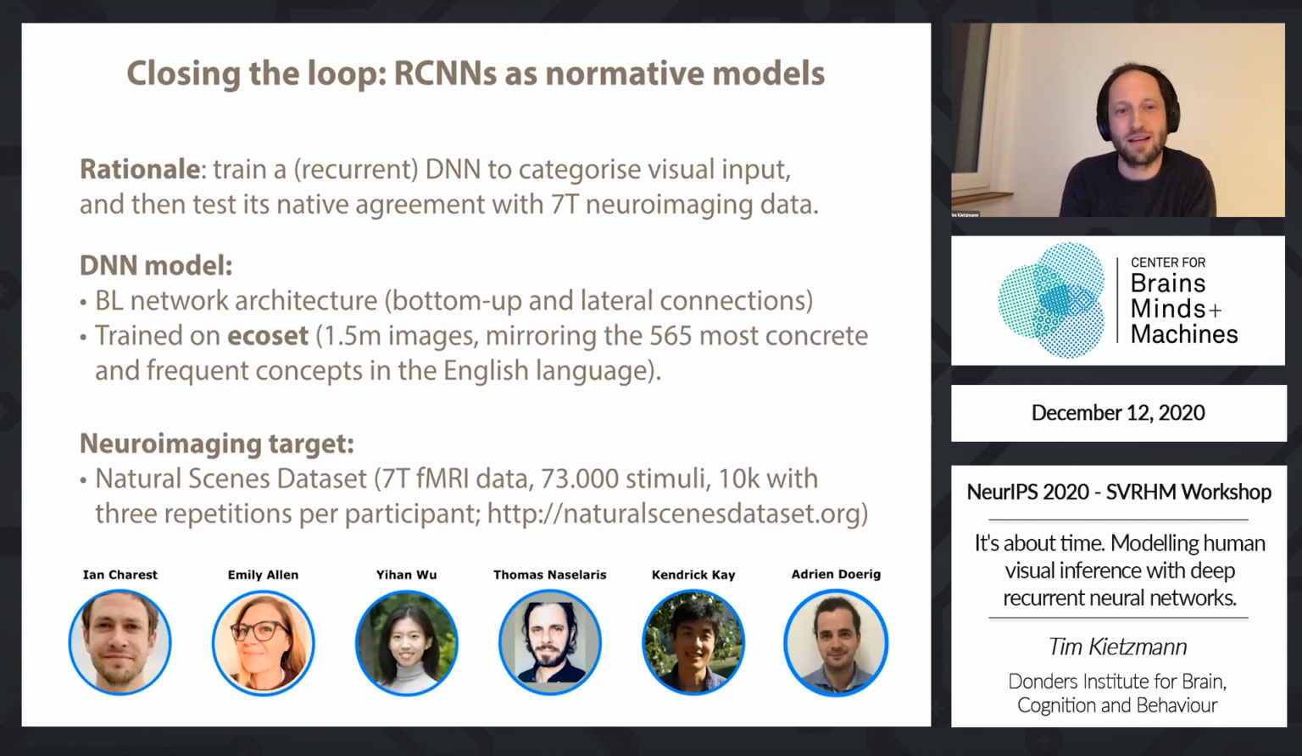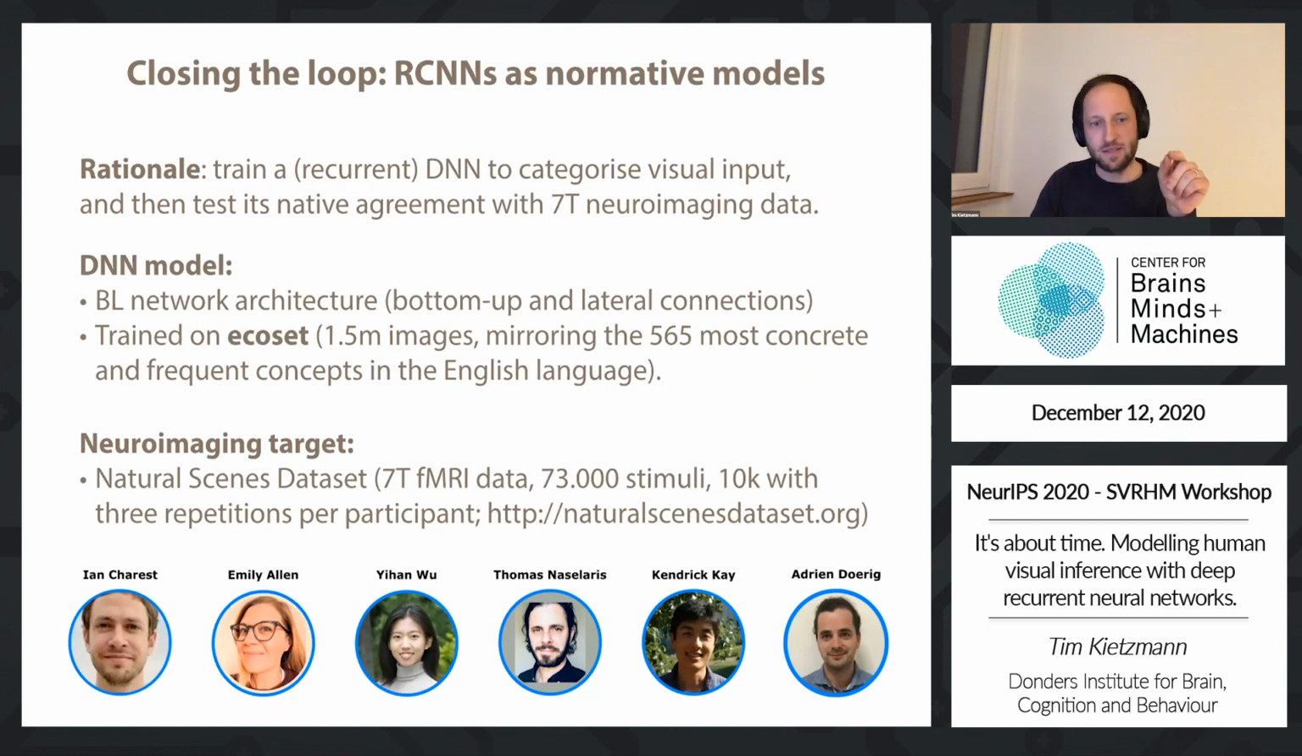So I call it closing the loop, because what I haven't done yet is following the normative approach in terms of modeling neuroimaging data, right? Either we enforced models to be like the brain, but we haven't trained models on a given task and then tested how brain-like they were, which is what Brain-Score and these data sets do as well, our benchmarks do. So the rationale is really we train a deep recurrent network to categorize visual input, and then we test how well the internal representations agree with neuroimaging data, and we use RSA for that.